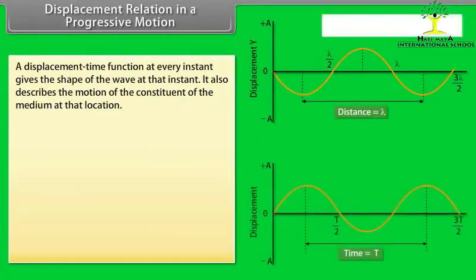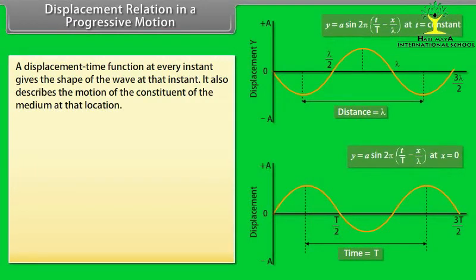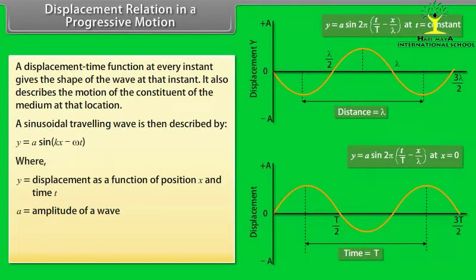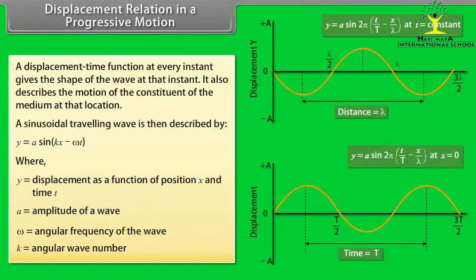Displacement relation in a progressive motion. A displacement time function at every instant gives the shape of the wave at that instant. It also describes the motion of the constituent of the medium at that location. A sinusoidal traveling wave is then described by y = A sin(kx - ωt), where y is displacement as a function of position x and time t, A is amplitude of the wave, ω is angular frequency of the wave, and k is angular wave number.